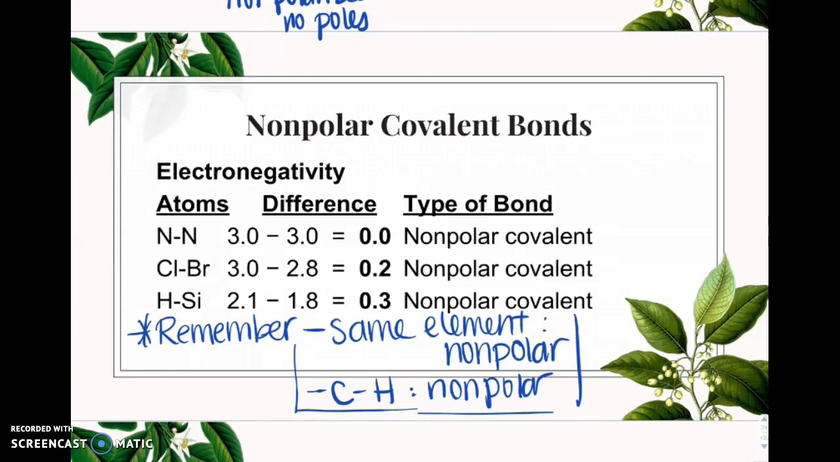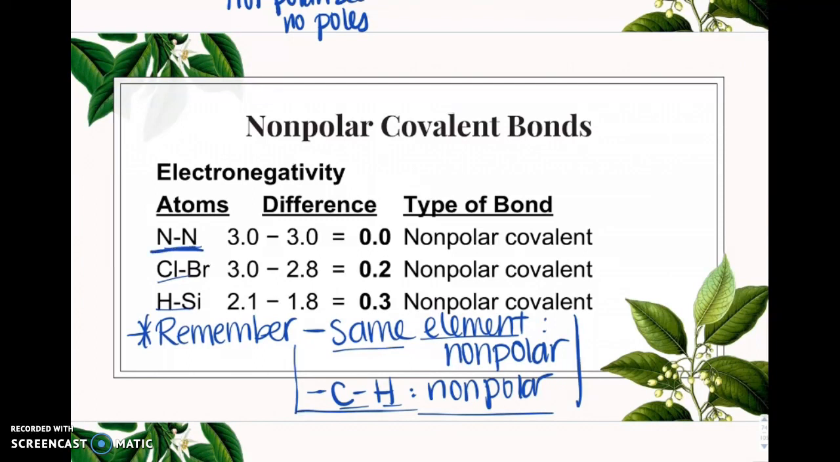So instead of having you memorize all these different examples, I'm just going to have you say if it's the same element, it's nonpolar. If it's CH, it's nonpolar. But that's it. So if it's NN, it's nonpolar. If it is HH, it's nonpolar. If it's OO, it's nonpolar. Okay, that's what I want you to know.